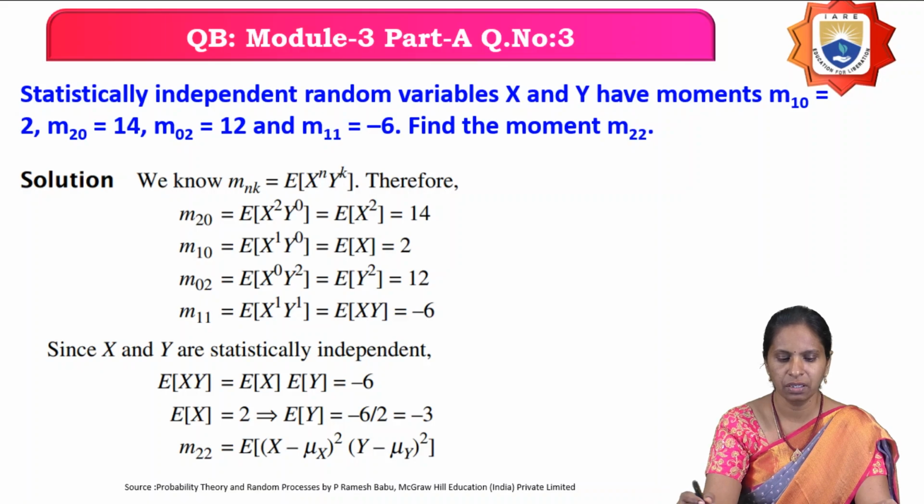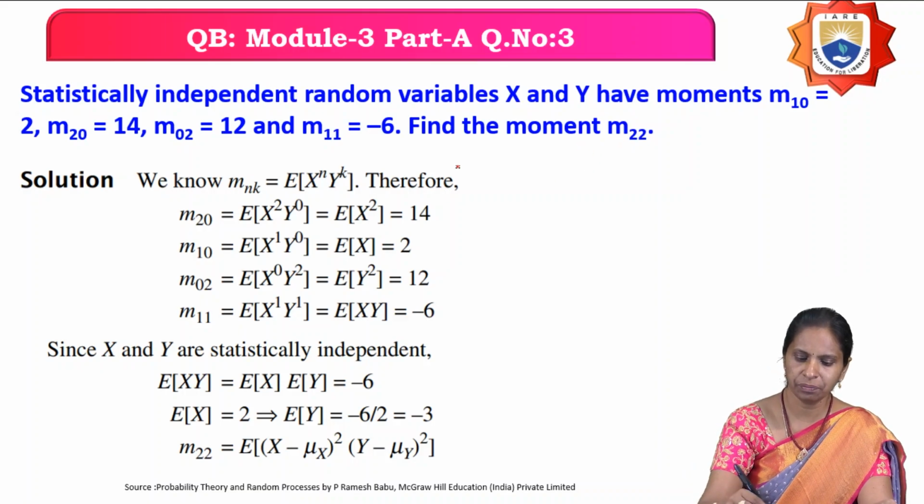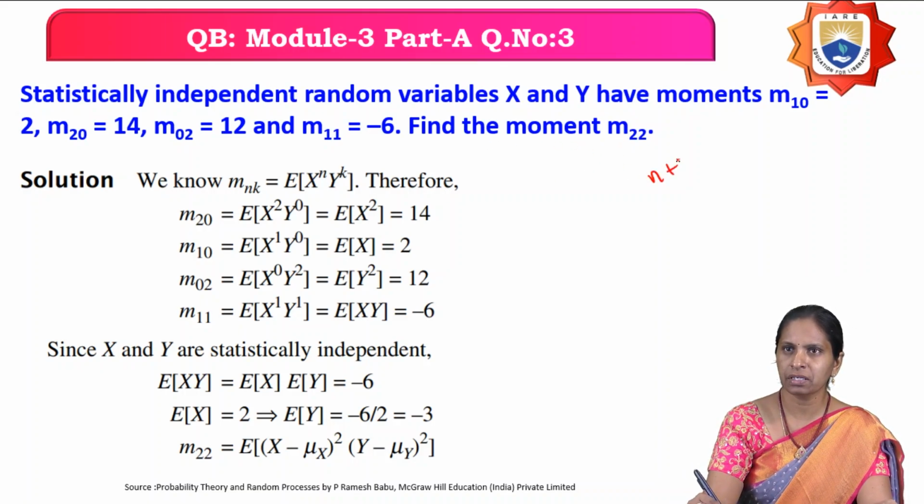The third problem is: statistically independent random variables x and y have moments m10 equals 2, m20 equals 14, m02 equals 12 and m11 equals minus 6. Find the moment m22. So what is the formula for the n plus kth order joint moments about the origin? Mnk is nothing but expectation of x power n into y power k.